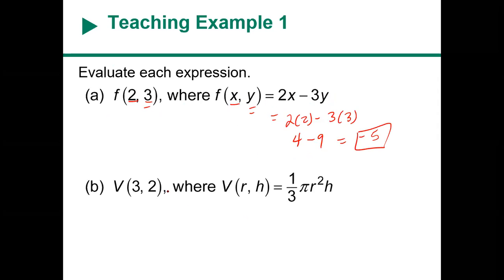Same thing here. So I have V standing for volume. The volume given the radius and height of the sphere. So given the radius and height, I have 1/3 pi r squared times the height. And it tells me that 3 is my radius and 2 is my height. So I'm going to plug them in. 1/3 pi times 3 squared times 2. And that's going to give me 3 pi times 2, which equals 6 pi. Okay, and so evaluating, easy peasy.